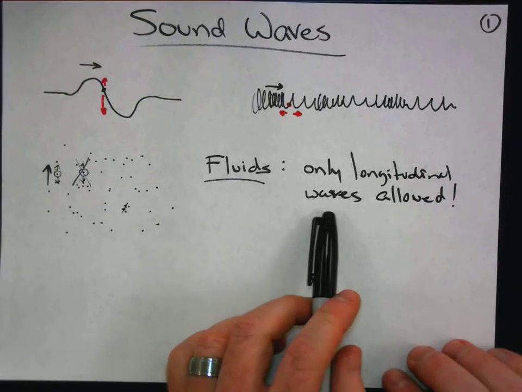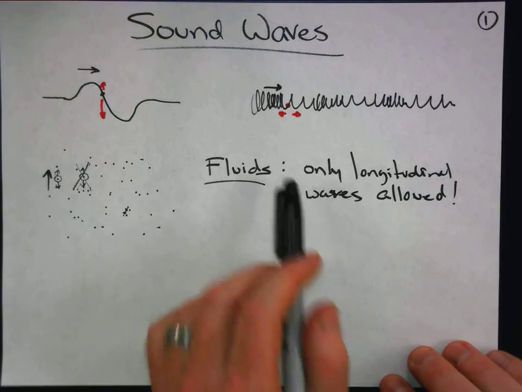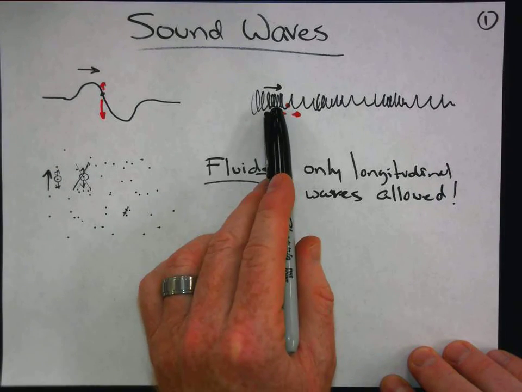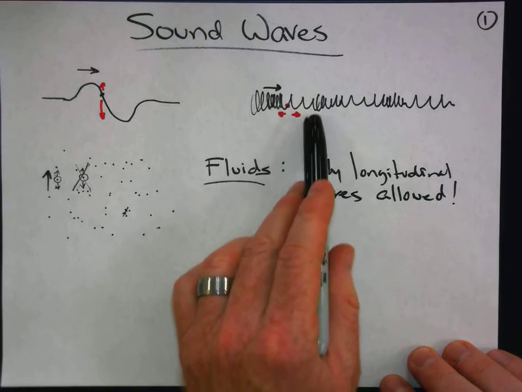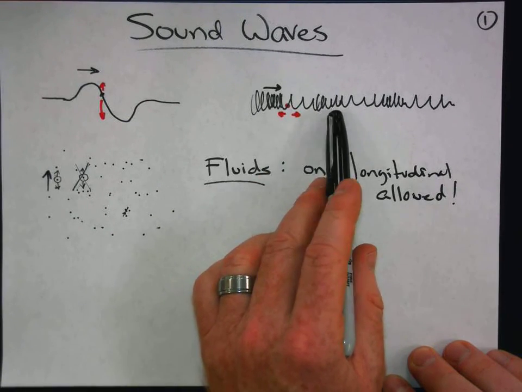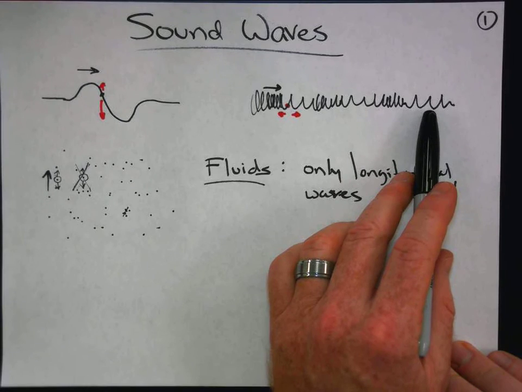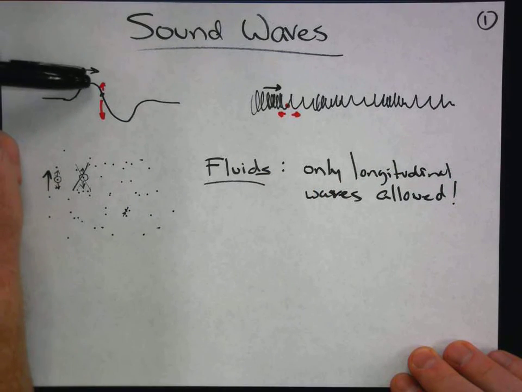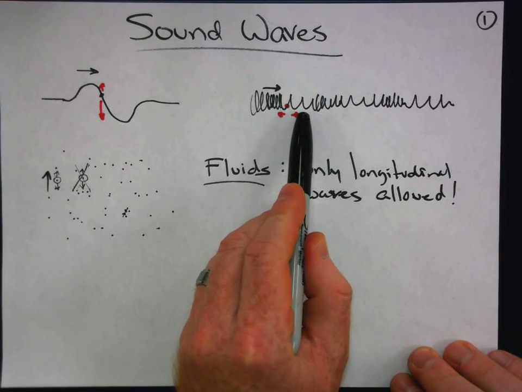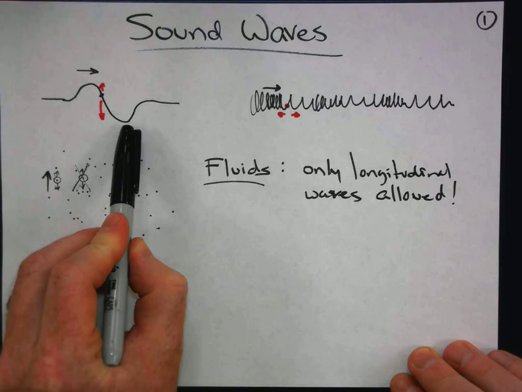And longitudinal waves are sometimes called compression waves. You have right here a compression of the coils in this spring, and here a rarefaction, where they're spread apart more. Compression, rarefaction, and so on. And the compressions correspond to a crest in a transverse wave. The rarefactions correspond to a trough in the transverse wave.